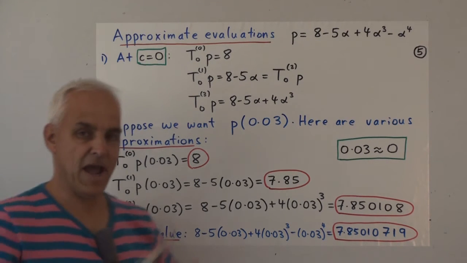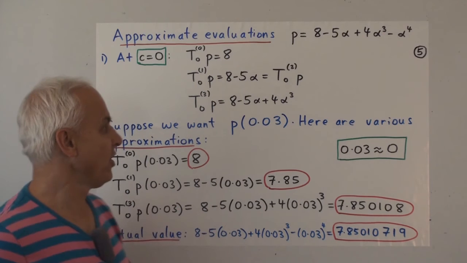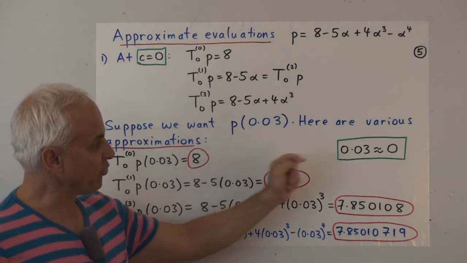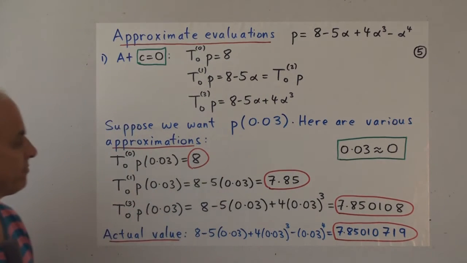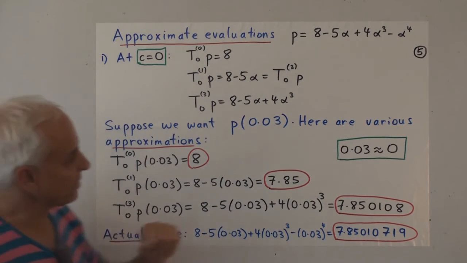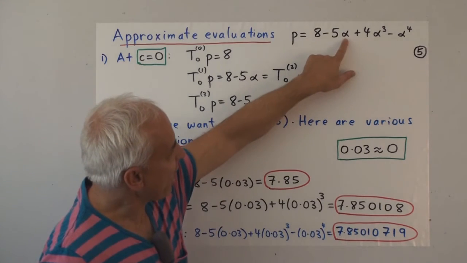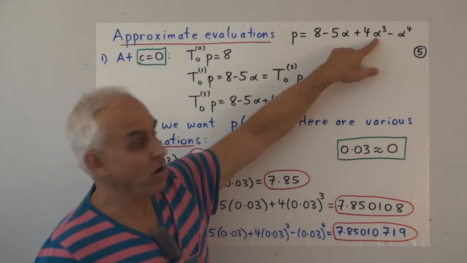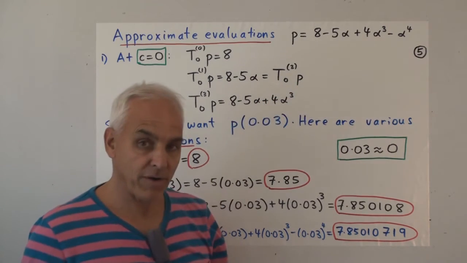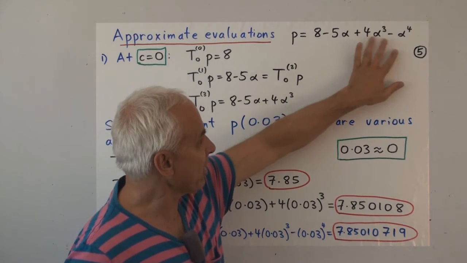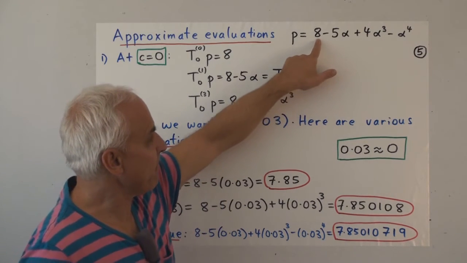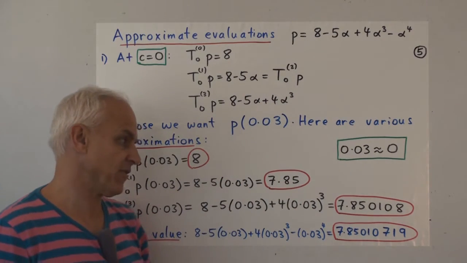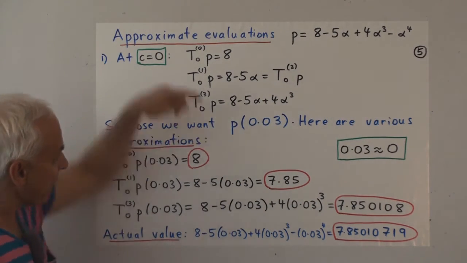So that's a kind of a naive initial approximation to what p of this thing is, because this number is pretty close to 0. The idea is that this number is pretty close to 0, so alpha is pretty small, alpha cubed is even smaller, alpha to the 4th is even smaller. So these things here will be relatively small, and the main term here that will contribute to the sum will be the 8. That's very good thinking. Okay, we can go one step further.